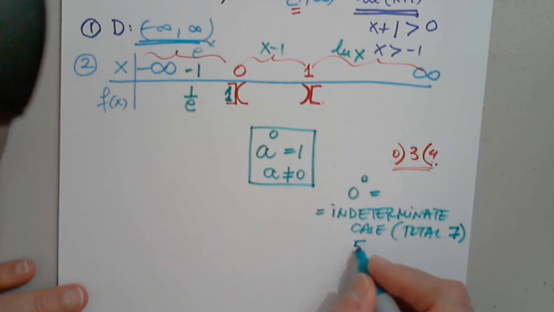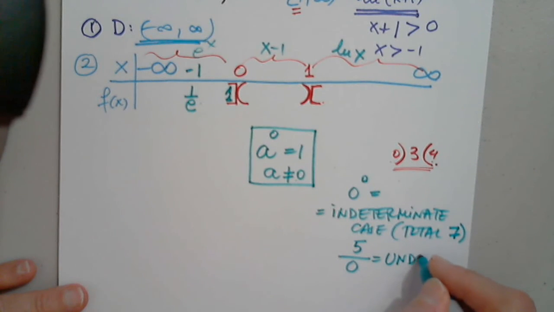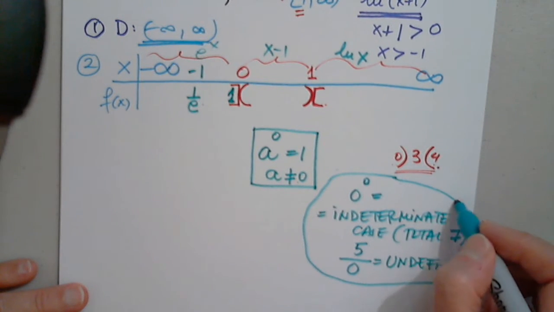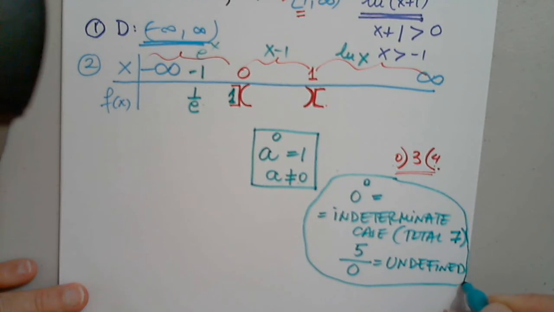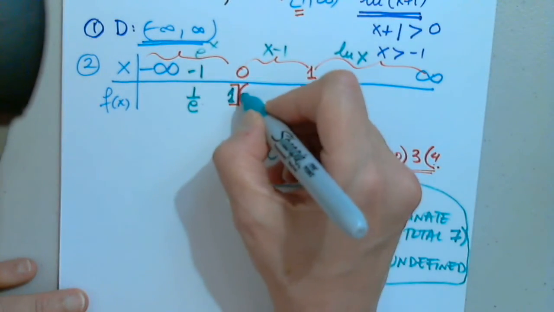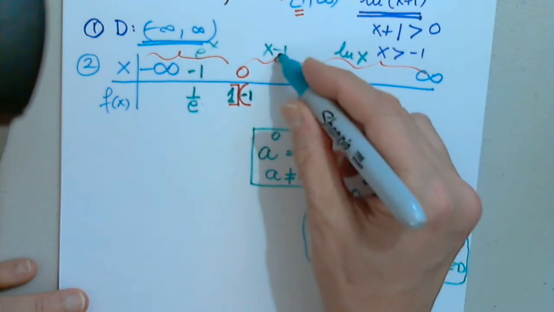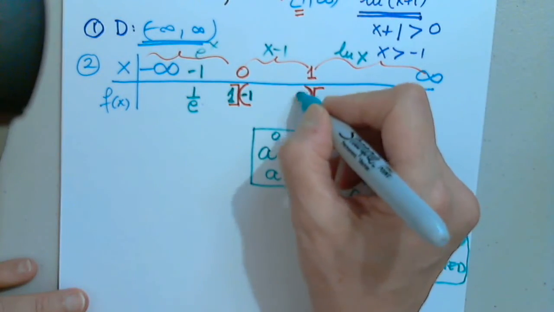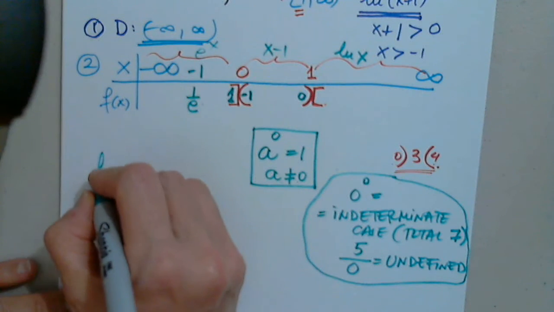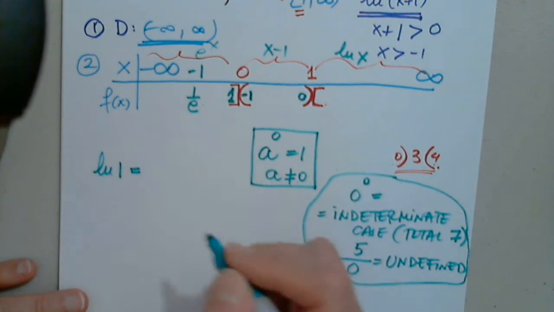When we have 5 divided by 0, we call this undefined. So please, I'm boxing all these things in for you to review, please. Okay. 0 on this side, obviously I get -1. 1 on this side, I get 0. 1 on this side, natural log 1. Do we remember how much is natural log 1?